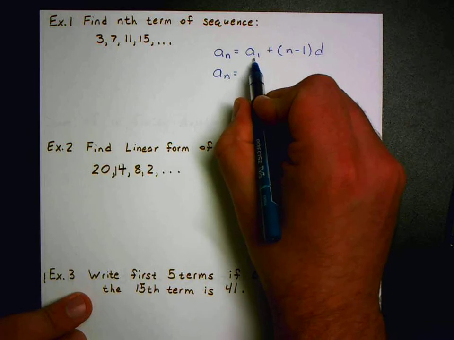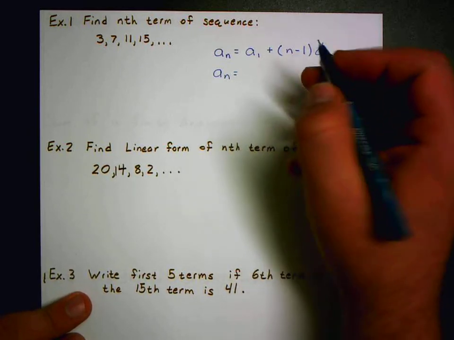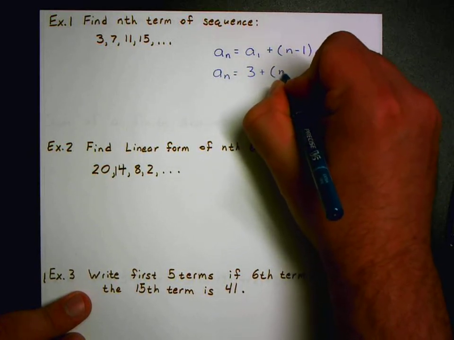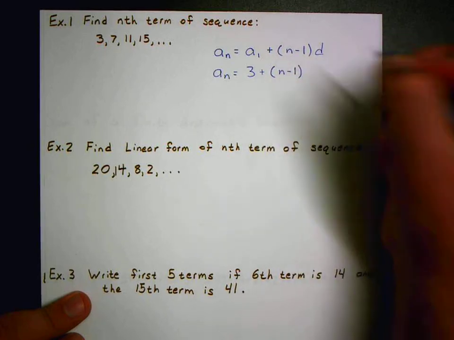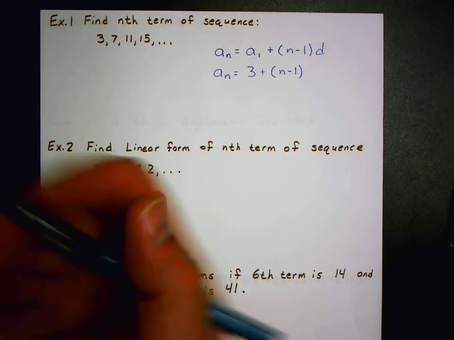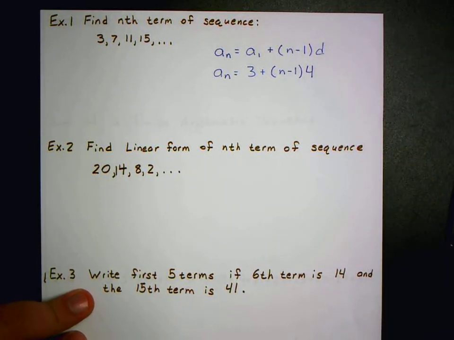Fill in A1. A1's your first term. So what's our first term? 3. And D is your common difference. That's what you add each time. So what are we adding each time? 4. There's my formula. That's it. Nope, not unless they ask you to. They ask for a formula, there's a formula.